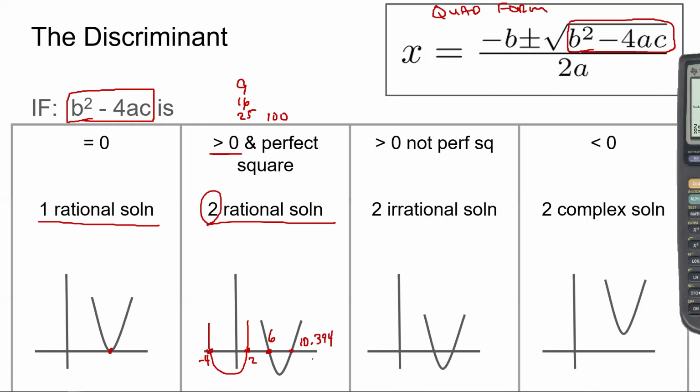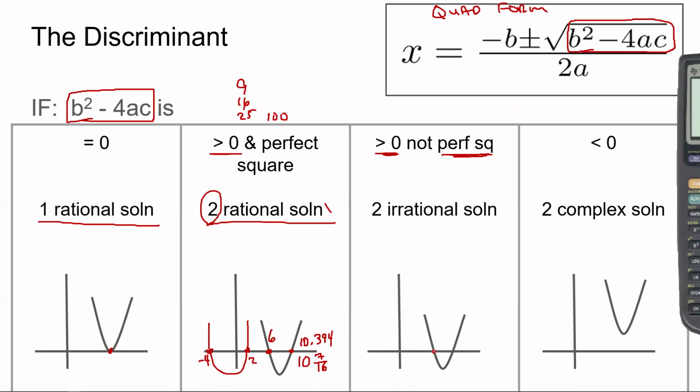10.394. That's still a rational number. It could be 10 and 7/16 or something else. It could be a fraction, it could be a decimal, but it's a rational number, and I got two solutions because the parabola is down low enough to go under it. All right. If it's greater than 0 and it's not a perfect square, then I've got two irrational solutions.